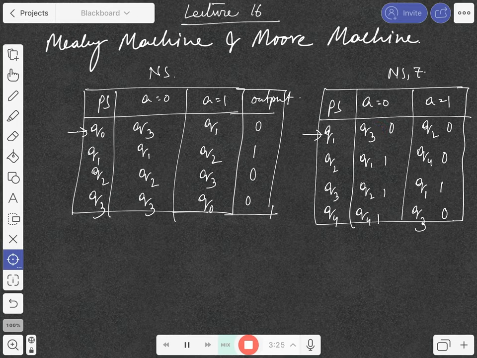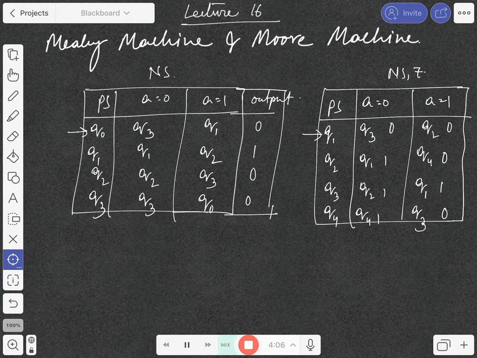Now look at this. If I change the state in the first table, my output changes. It is independent of the input. Whatever be the input, my output is not changing. But here, my output is based on my present state. If my state changes from Q1 to Q2, my output also changes from 0 to 1. Not only that, if my input changes, my output also changes. In this case, the output may be the same for different input, but in the next state for Q2, for input 0, I am getting the output 1, and for input 1, I am getting the output 0.